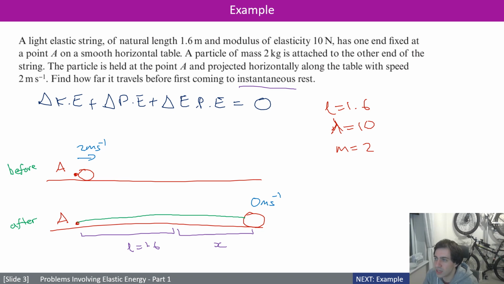What is the change in kinetic energy? In this case, it starts with kinetic energy of a half times 2 times 2 squared. So that's going to be 4. And it ends with kinetic energy of 0. So it's lost. Okay, so we've got -4 kinetic energy. Then potential energy, well, this is a horizontal problem, so that's nice and easy. Nothing's been lost or gained. The change in potential energy is 0.